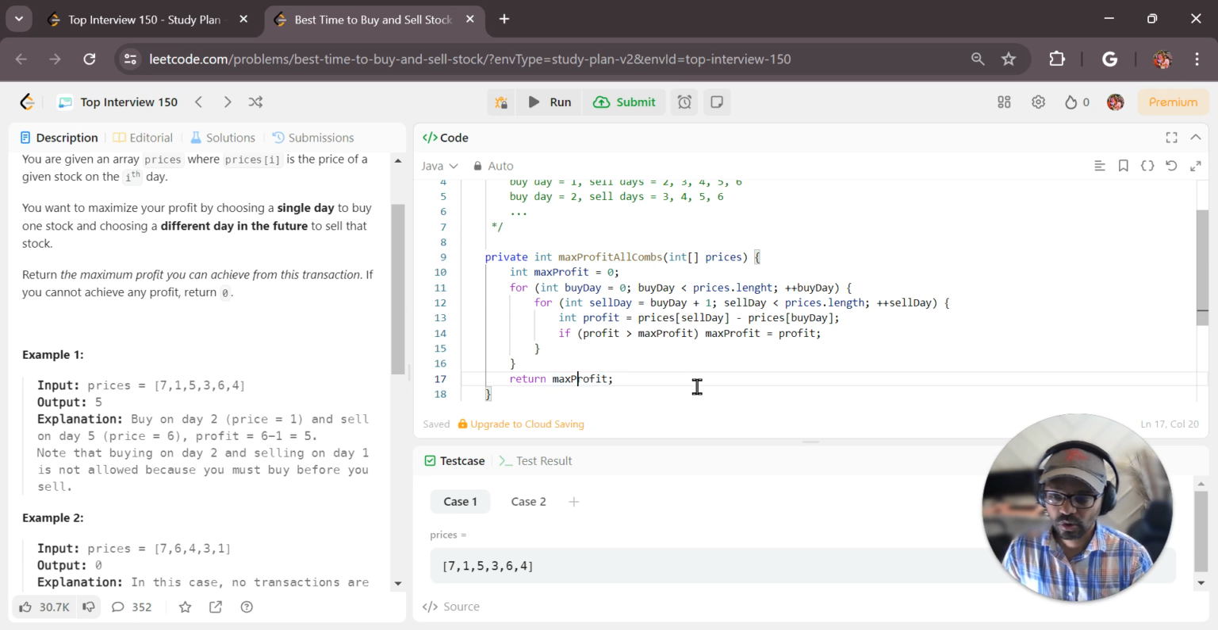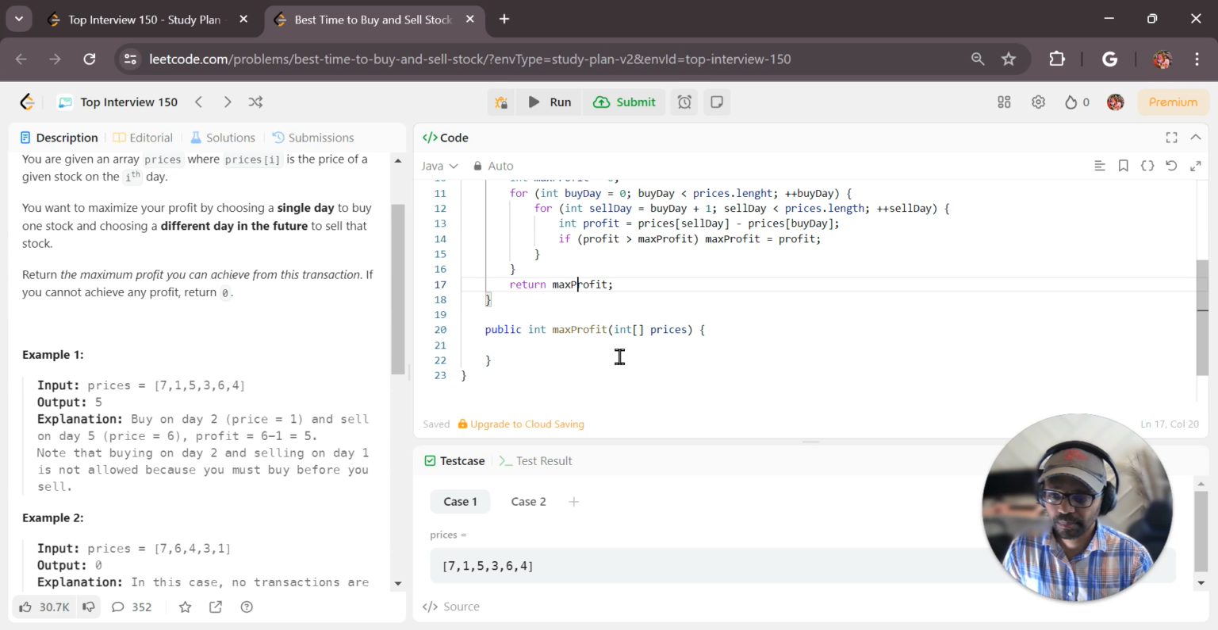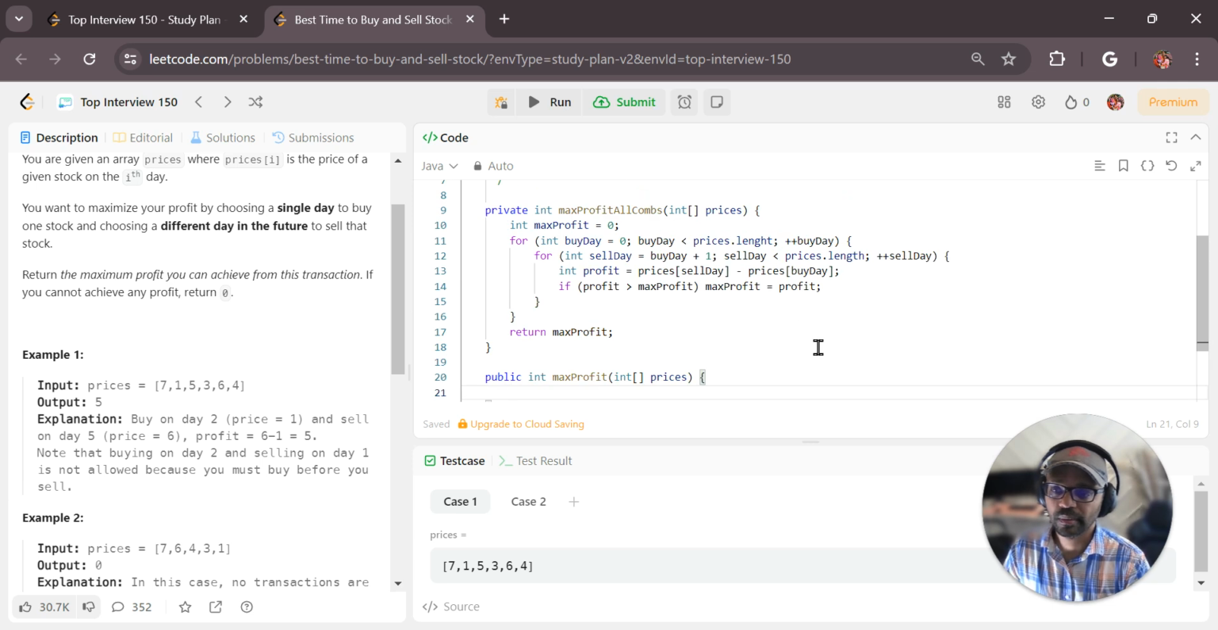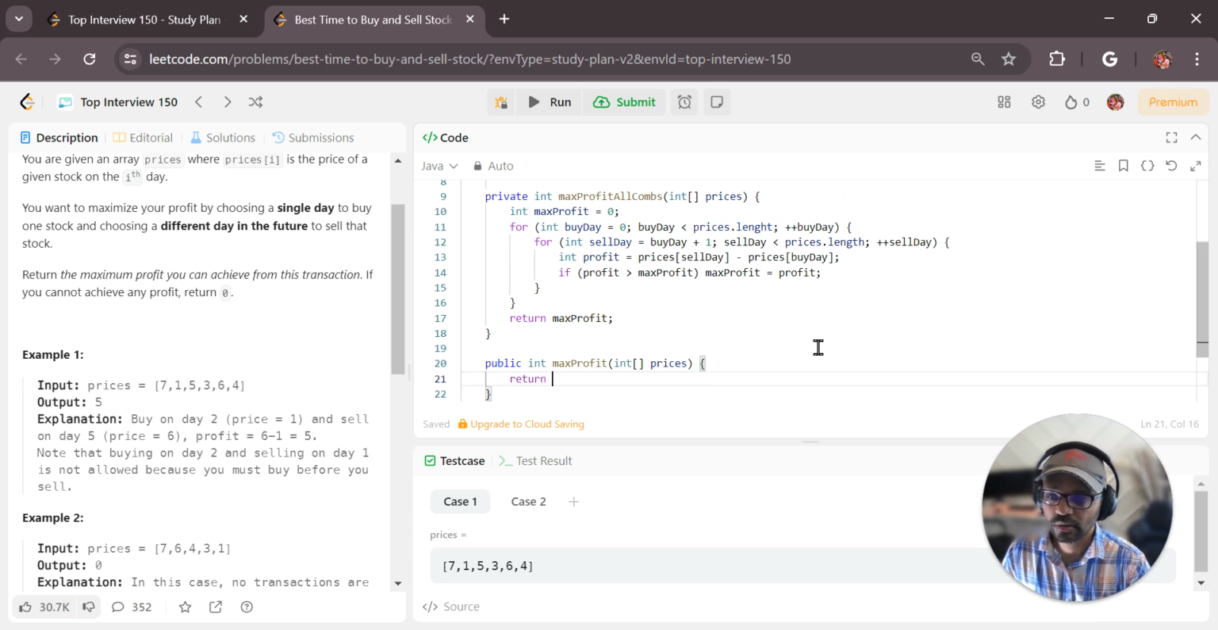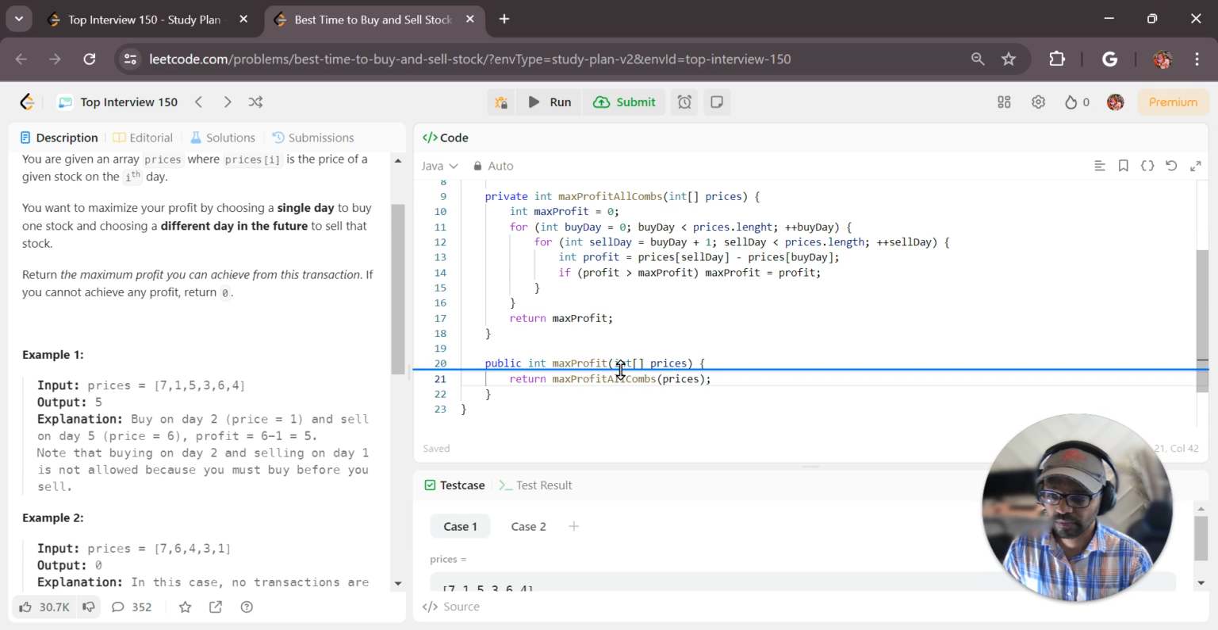Okay, so that is the approach. Let's try to call that approach the slow approach from our main implementation function. So return max profit all comps and prices. Let's try to run this and see if it works.